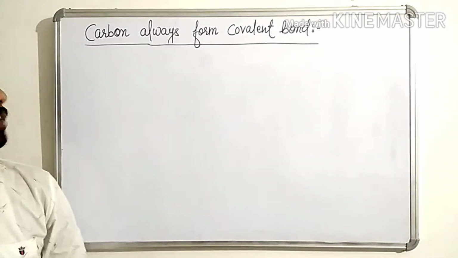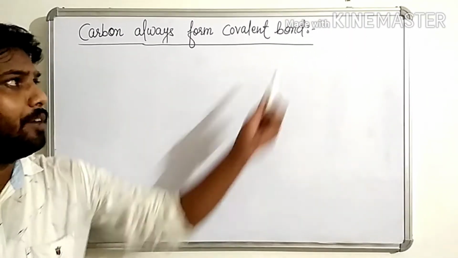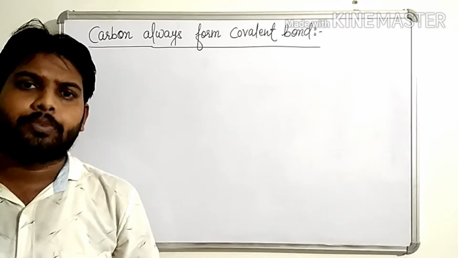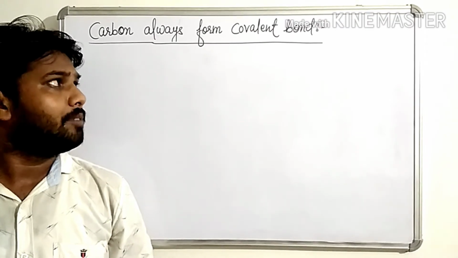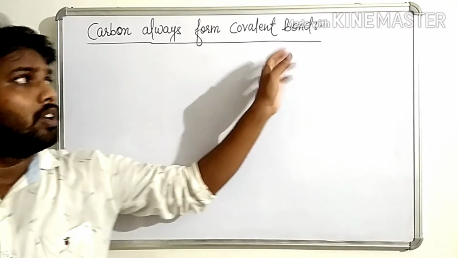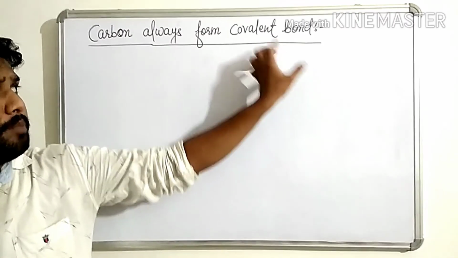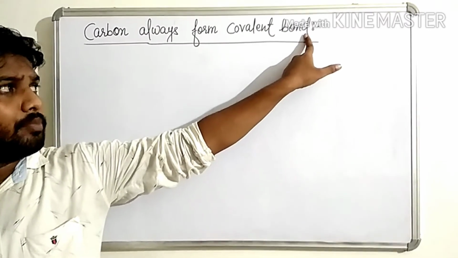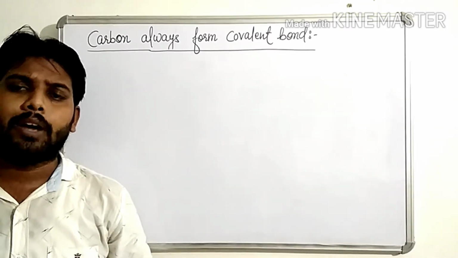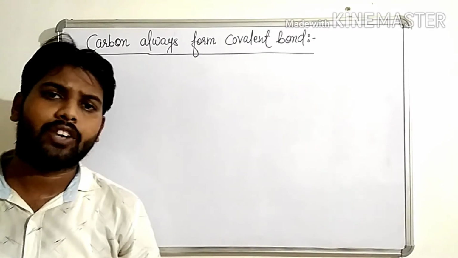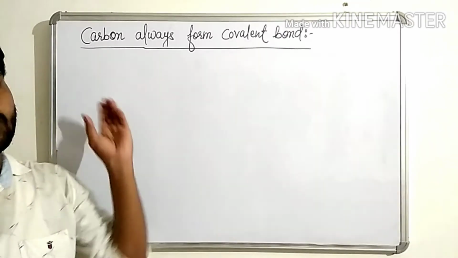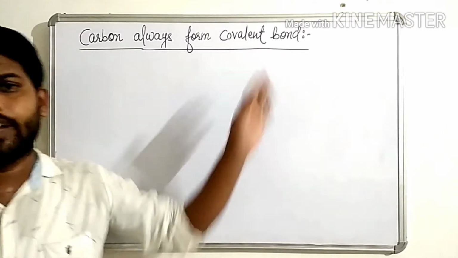Now, carbon always forms covalent bonds. Children, in the previous chapter, I had explained what covalent bonds are. Okay? Once again I repeat, covalent bonds are found between two nonmetals by mutual sharing of electrons. Okay? Now we will see how carbon always forms covalent bonds.